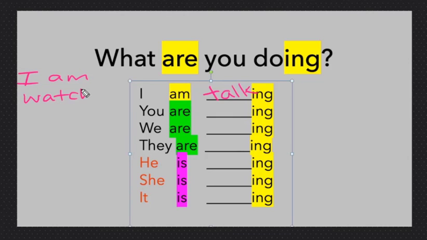Right? So I am talking. Watching, great job. So the astronaut says, I am watching. And if you are just watching, that is excellent. Thank you. I am watching. And I will say you are watching. Good. You are watching. I am drinking water. And you can talk about me. Say she is drinking water.